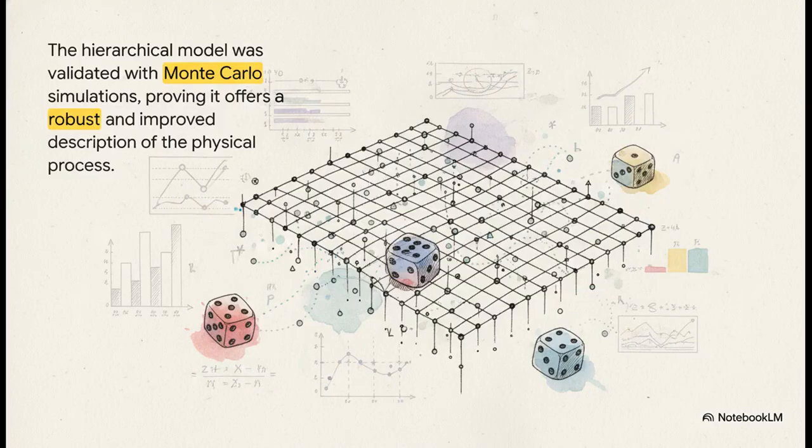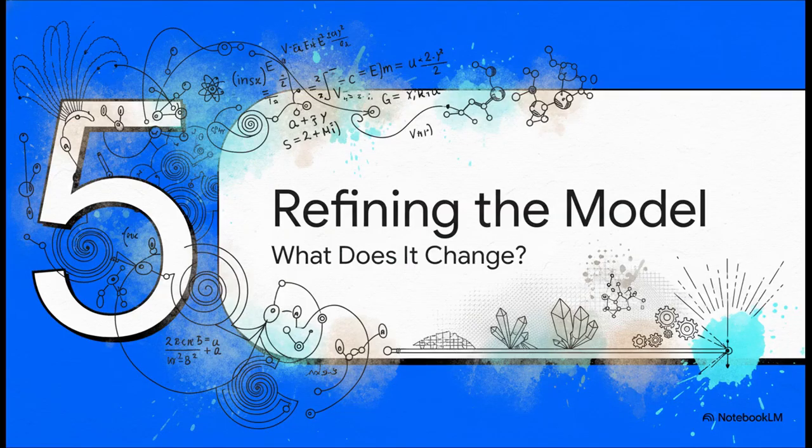And look, this wasn't just some clever idea scribbled on a napkin. The researchers backed it up with serious Monte Carlo simulations, and the results were clear. This hierarchical model gives a much more accurate, much more robust picture of what's really happening on that surface. So, great. After a 50-year-long headache, we finally have a model that gets the overlap right. But what does that actually mean for the scientists in the lab using these equations every day? What does this breakthrough really change?